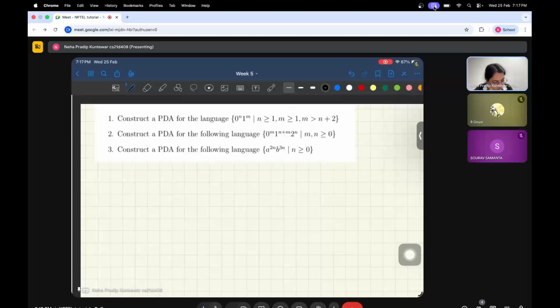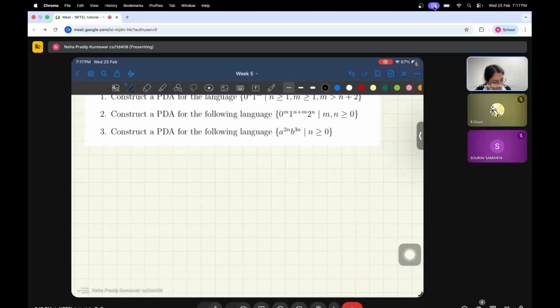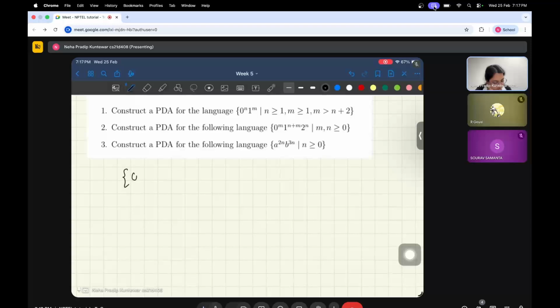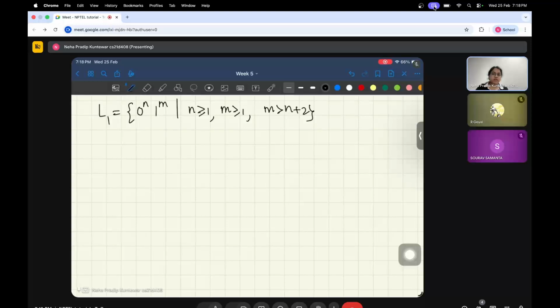Okay. So just read out the first language. This is the set of all 0 to the n, 1 to the m, such that n is at least 1, m is at least 1, and m is greater than n plus 2, and you want to come up with a PDA for this. So how would you construct that? In this case, the number of ones is greater than the number of zeros by a minimum amount of 2.